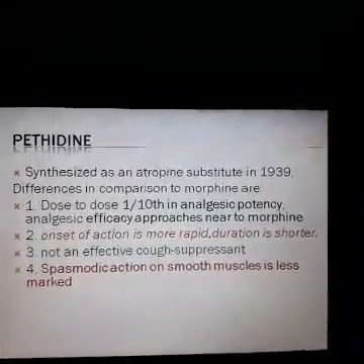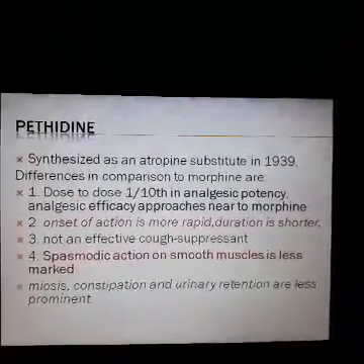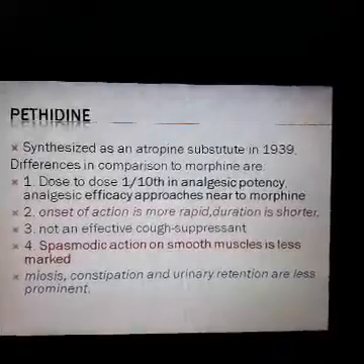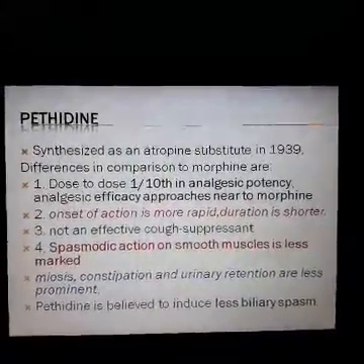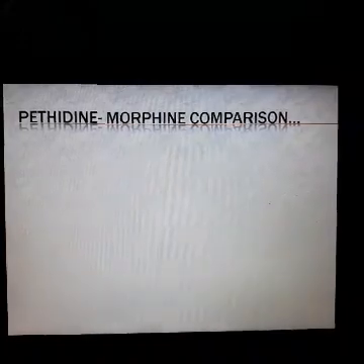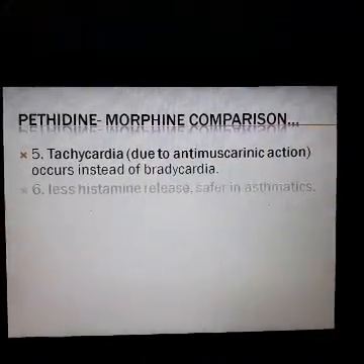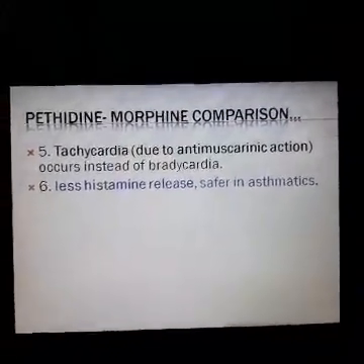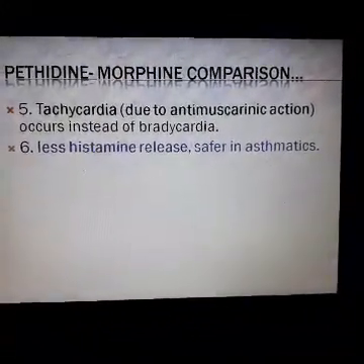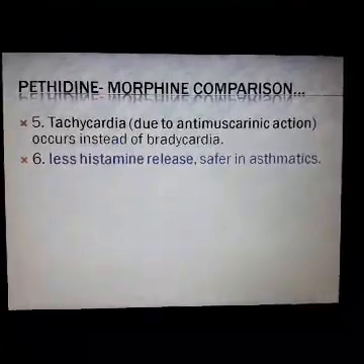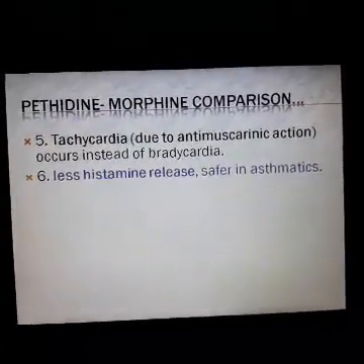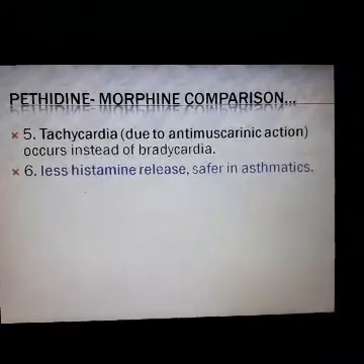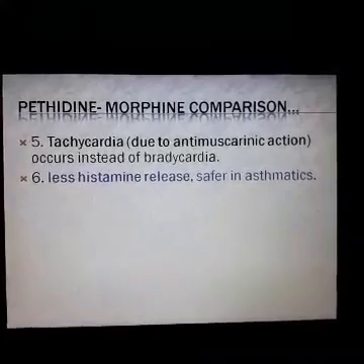That's why it can be used in biliary colic or appendicitis. Miosis, constipation, and urinary retention are less prominent, so it can be used in the elderly. Pethidine is believed to cause less biliary spasm. Tachycardia, due to its anti-muscarinic action, occurs instead of bradycardia. So normally morphine depresses the vasomotor center, that's why it causes bradycardia, but tachycardia is exhibited by pethidine because of its anti-muscarinic action.